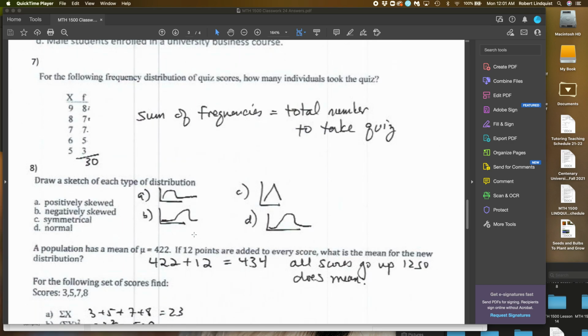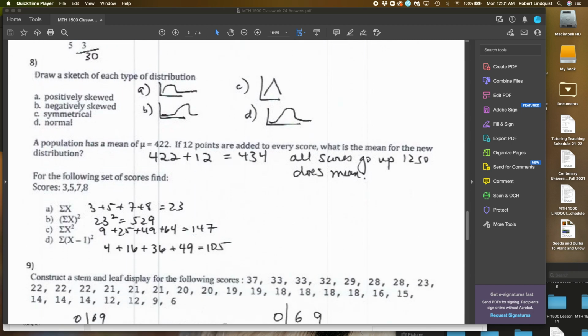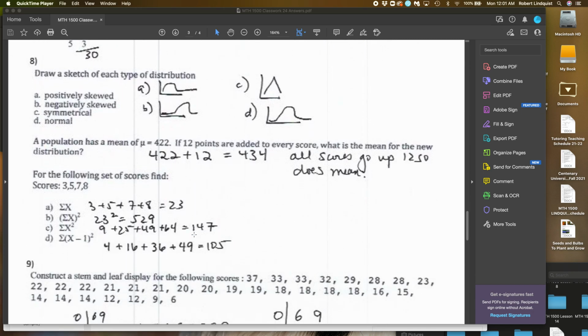Okay, so next up, draw a sketch of each type of distribution. Well, positively skewed means we've got a tail out to the right. Negatively skewed, tail out to the left. Symmetrical, it's any graph that looks pretty even on both sides. A normal curve is also symmetrical, by the way. And then D is a normal curve, and we should know very well what that looks like.